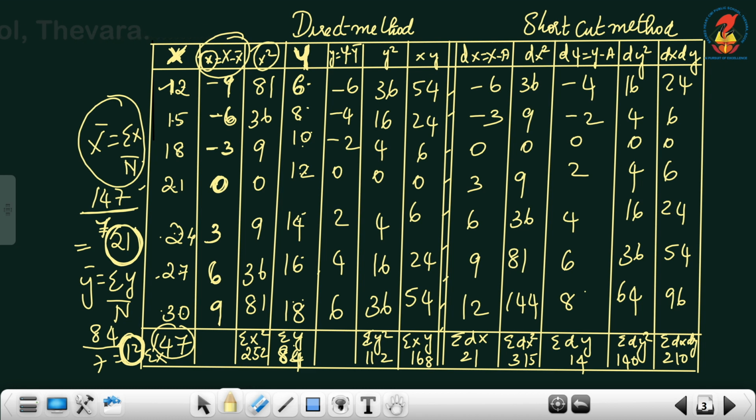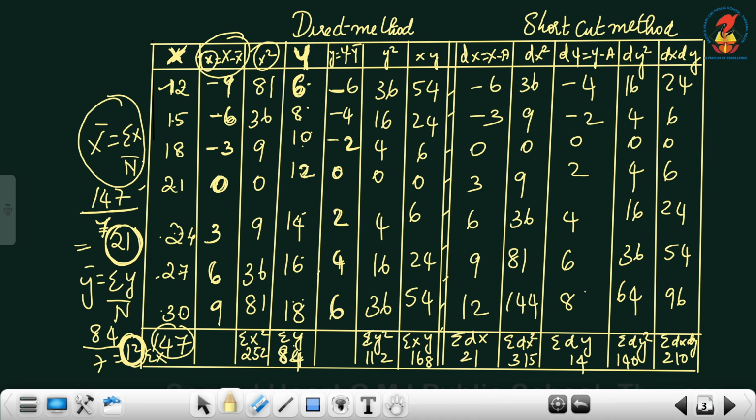Now, you have to find y minus y bar. So, y bar is 12. So, y bar has to be deducted from this y. Okay. So, 6 minus 12 is minus 6. 8 minus 12 is minus 4, 10 minus 12 is minus 2, 12 minus 12 is 0. The other values are 2, 4 and 6.